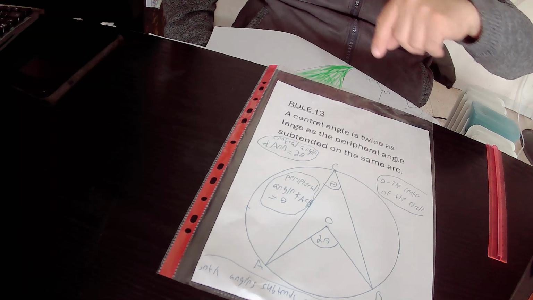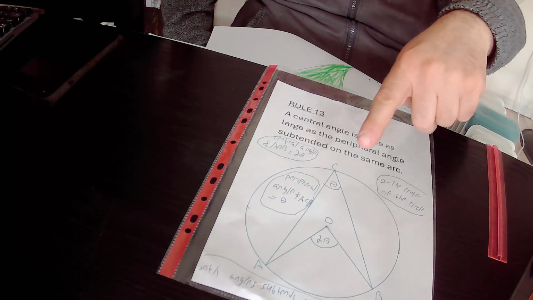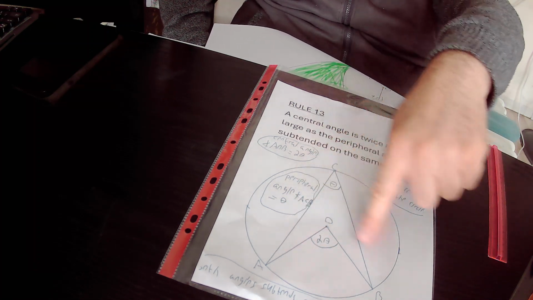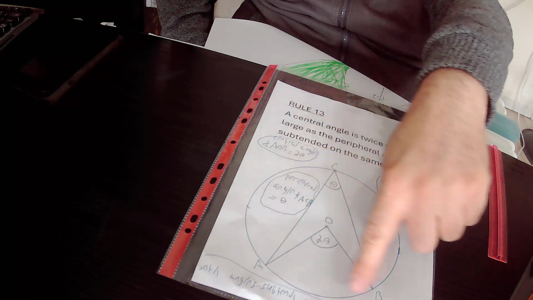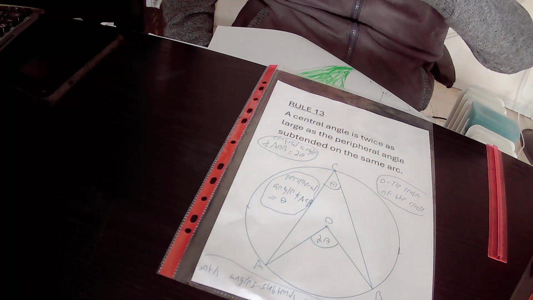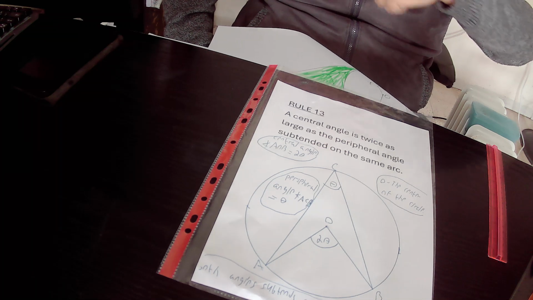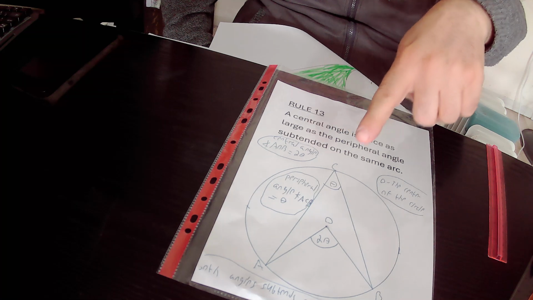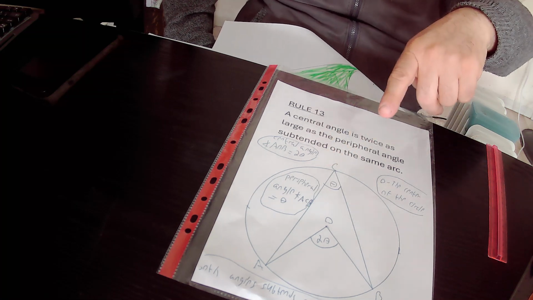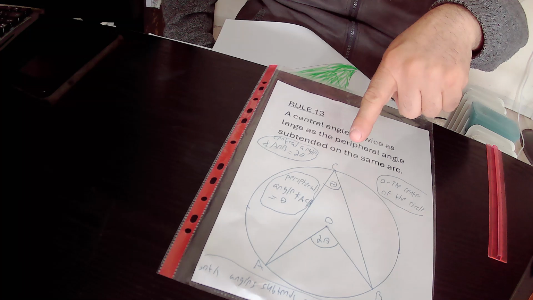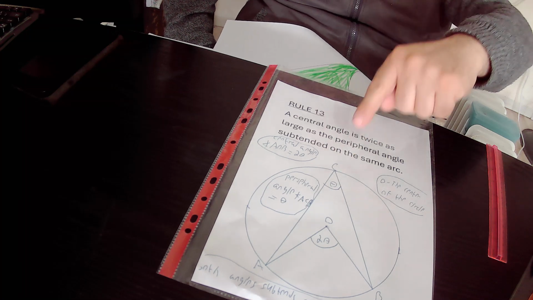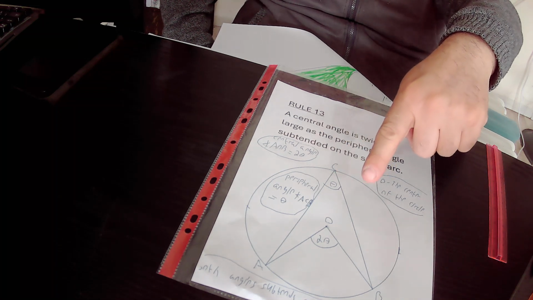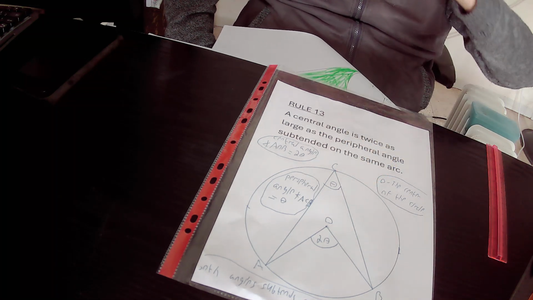And we also have inside this circle the central angle AOB. This is the central angle AOB that is subtended on the same arc AB. And therefore, according to rule 13, the central angle AOB will be twice as large as the peripheral angle that is subtended on the same arc. And because the peripheral angle ACB is equal to theta, the central angle AOB that is subtended on the same arc AB will be equal to 2 theta.